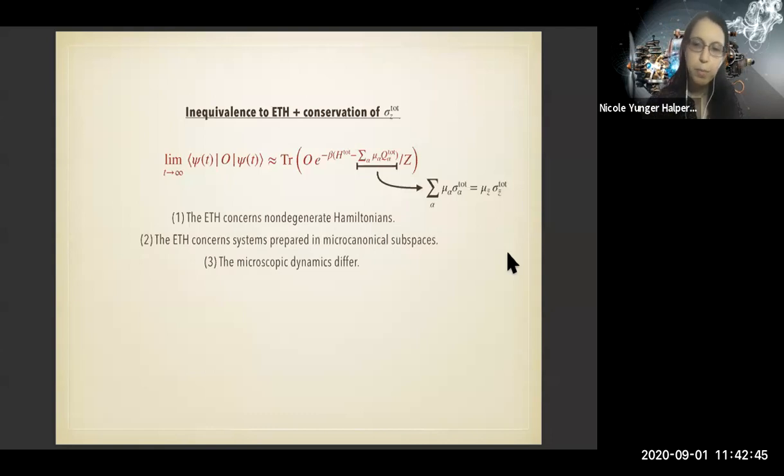In the grand canonical problem, just heat and particles hop between the system and bath. In the non-commuting problem, non-commuting charges of all different types hop around. So what's physically going on is quite different.